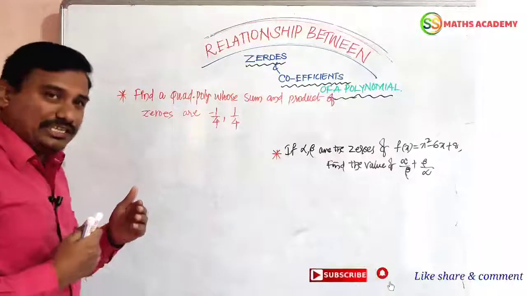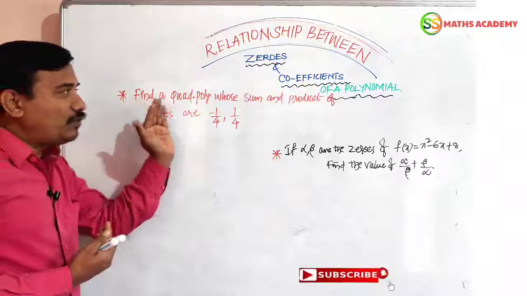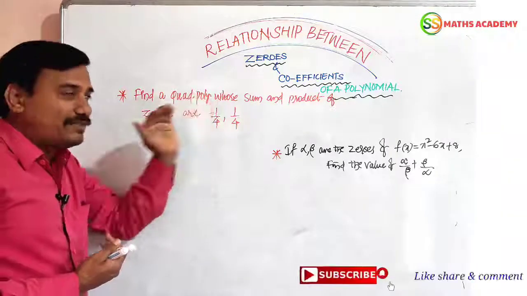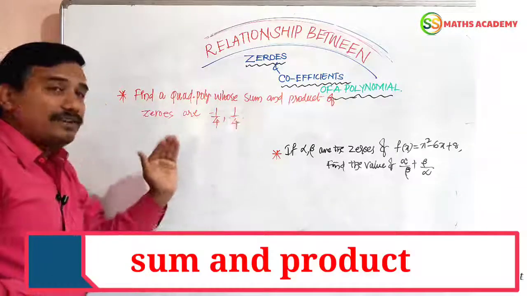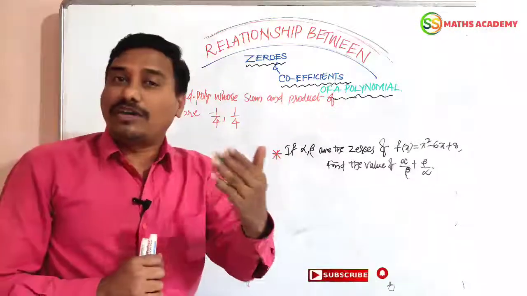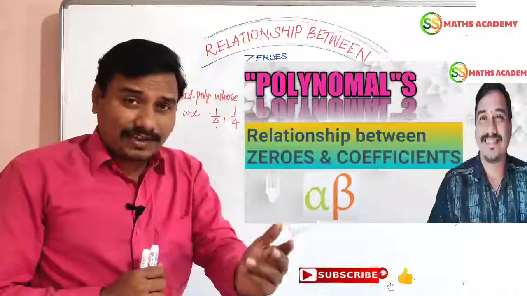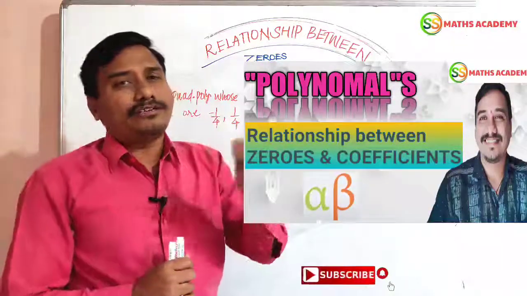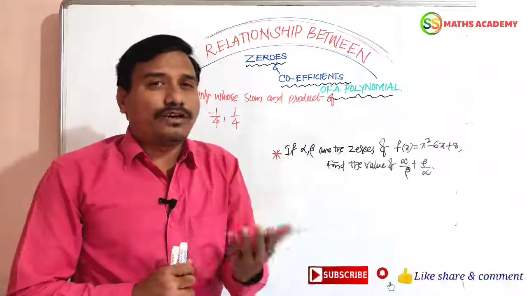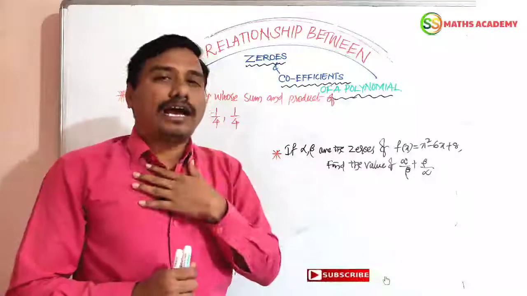Let us see the questions. The second session questions are: first one, find a quadratic polynomial whose sum and product are given. Now, how to find the new quadratic polynomial? How to form a new quadratic polynomial? I already explained this in our previous video. When the zeros are given, or when the sum and product are given directly, how do we form a quadratic polynomial? I derived that formula, and I should apply it now.